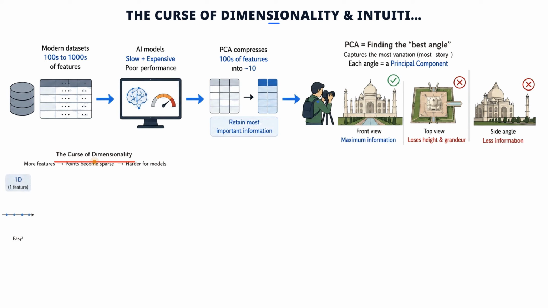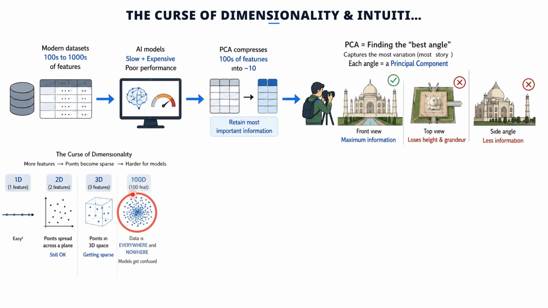In one dimension, with a single feature, our data points are tightly packed and easy to manage. Moving to two dimensions, the points start to spread across a flat plane, which is still okay. But by the time we scale up to 100 dimensions or 500 dimensions, the data is spread so incomprehensibly thin that it becomes complete chaos. The data is effectively everywhere and nowhere at once, and models just get confused and inaccurate.